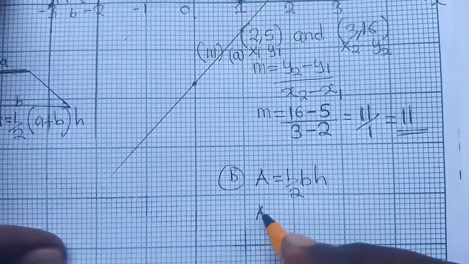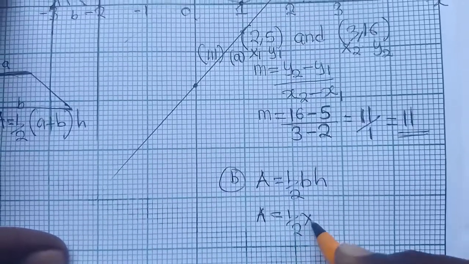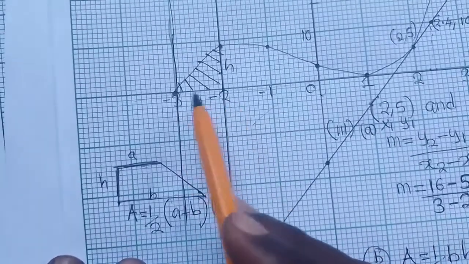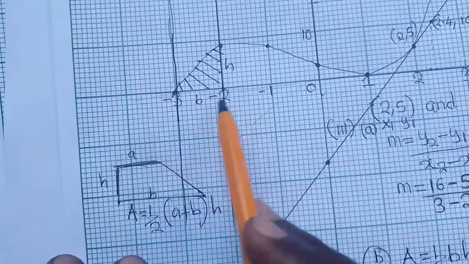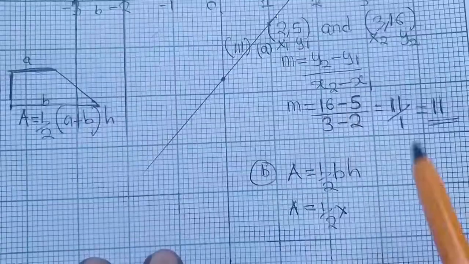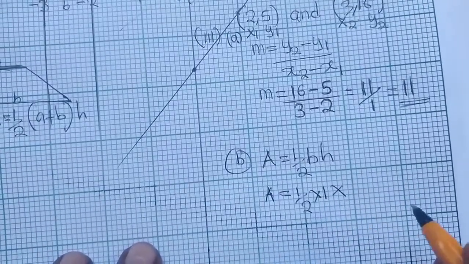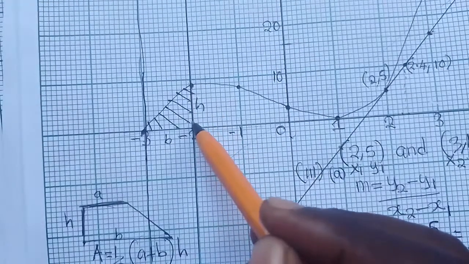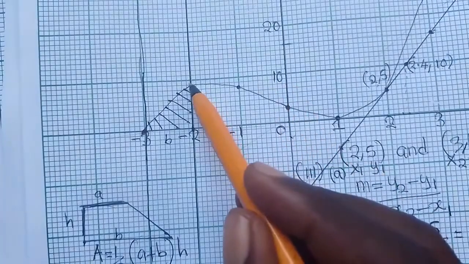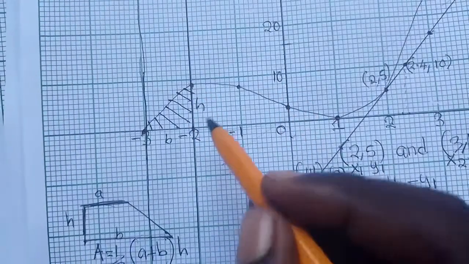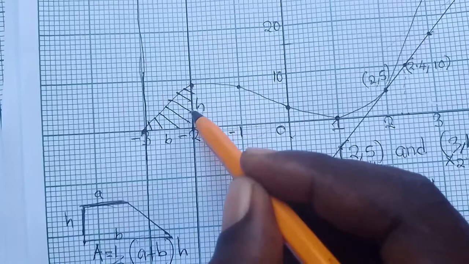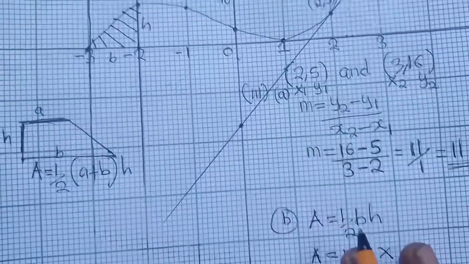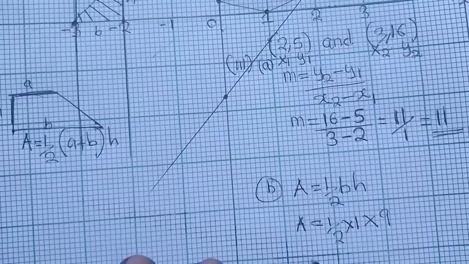So area is equal to half times, what is your base? From here to there, 2 to 3, it's 1. So we forget about negatives. So it's 1 times, what is the height? Height from here to there, you count. Only one box is remaining, so that's a 9. You count 1, 2, 3, 4, 5, 6, 7, 8, 9. There is a 9 there, so you put a 9 there.